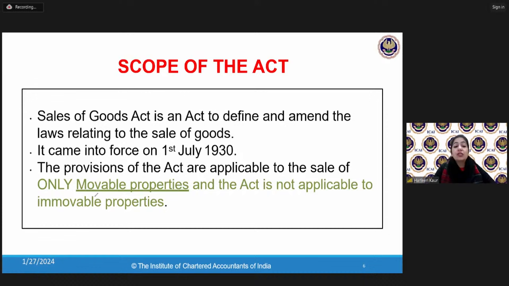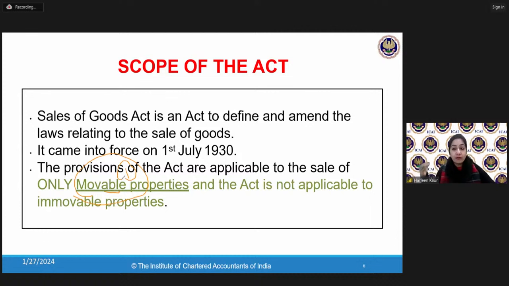So number one thing that we have to remember is movable properties. Movable properties ka matlab kya hota hai, beta? Something which can be moved from one place to another. Jisko ek jagah se dusri jagah tak le jaya ja sakta hai. So for example, you went to purchase a refrigerator for your house. So can we say sale of goods is applicable to it? Or maybe a washing machine? So yes, sale of goods is applicable because a refrigerator can be moved from one place to another.